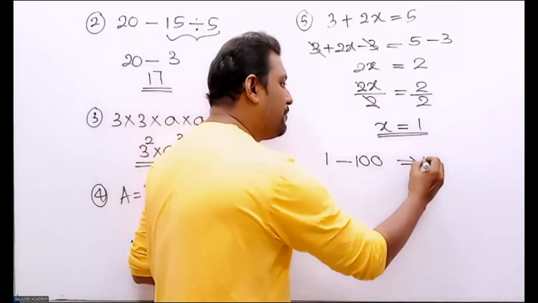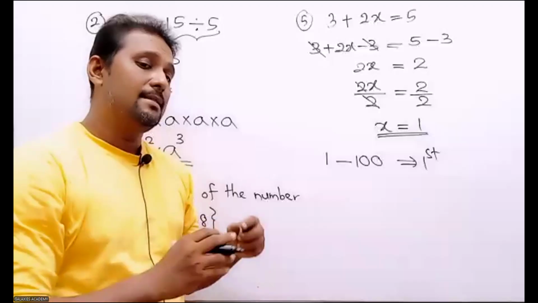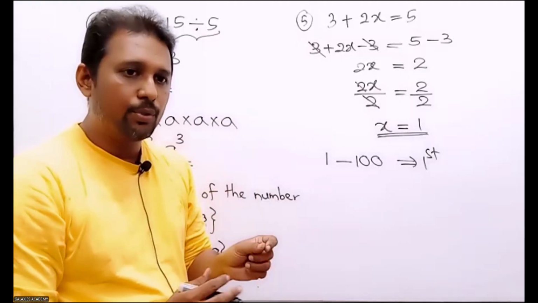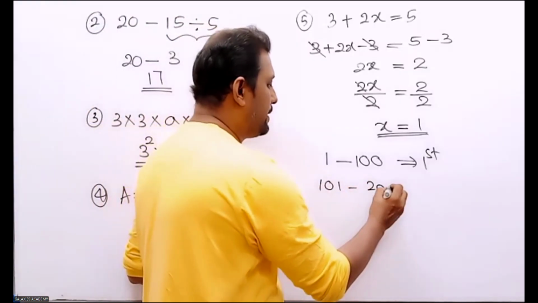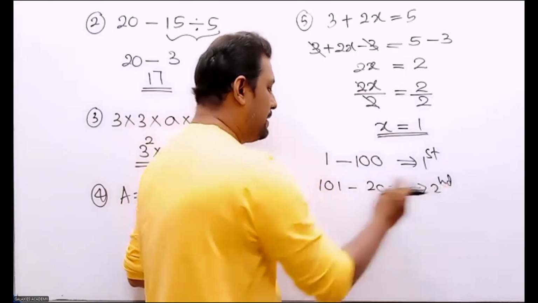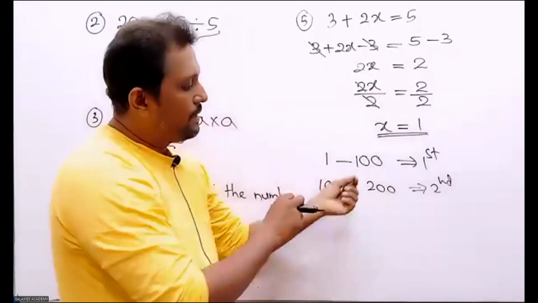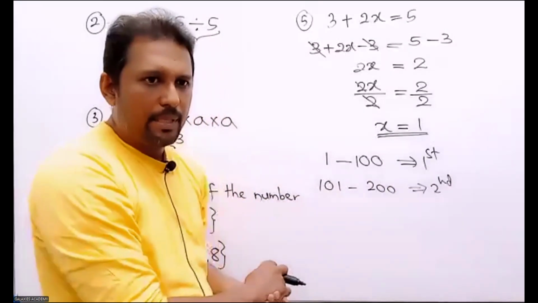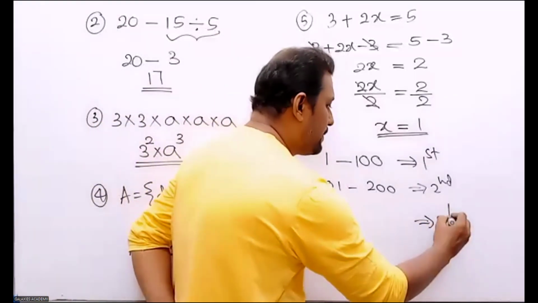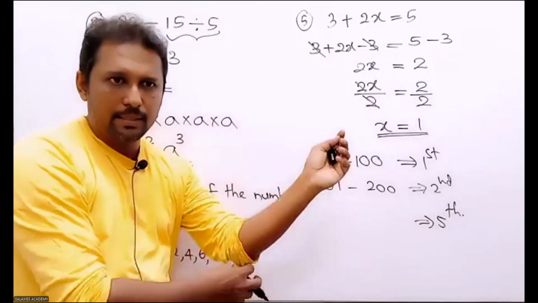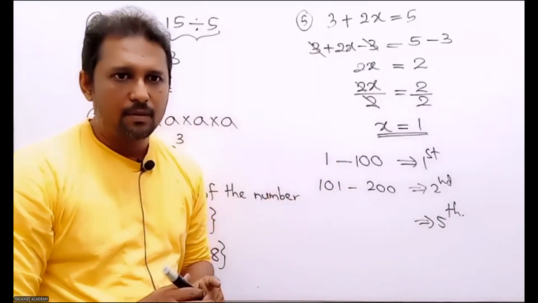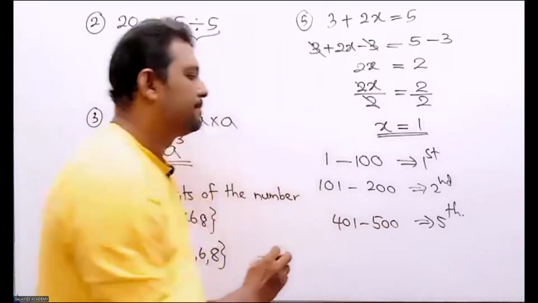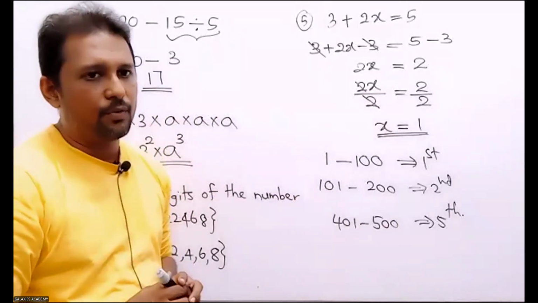This is the first century. Then the second century should start from 101 to 200. The starting year is 101, the ending year is 200. Second century. Like this, can you tell me the 5th century? What is the starting year of the 5th century? 401 to 500. Right? 401 to 500.